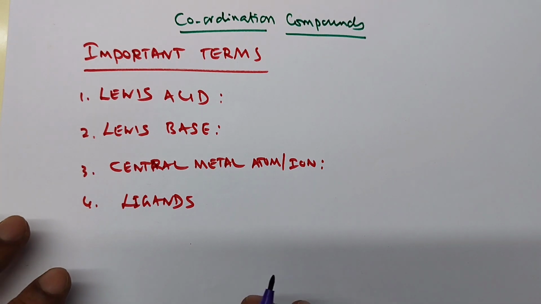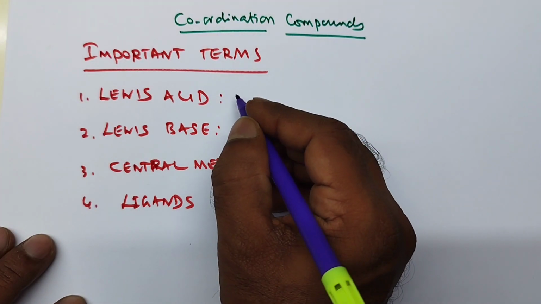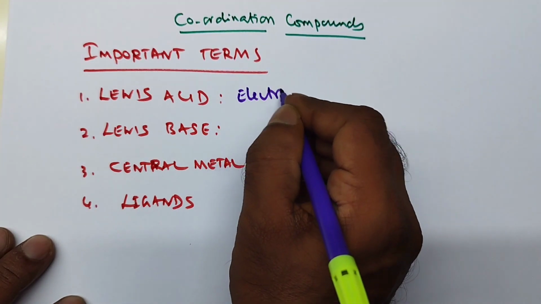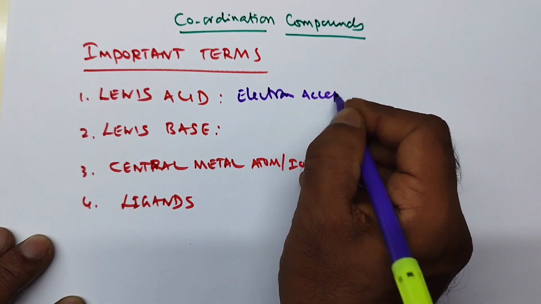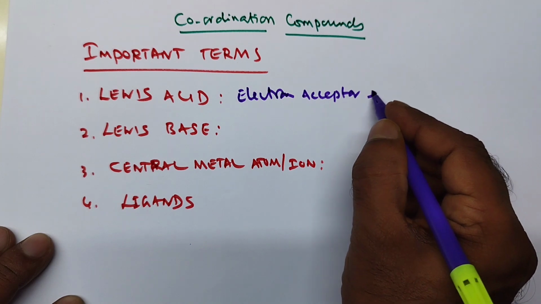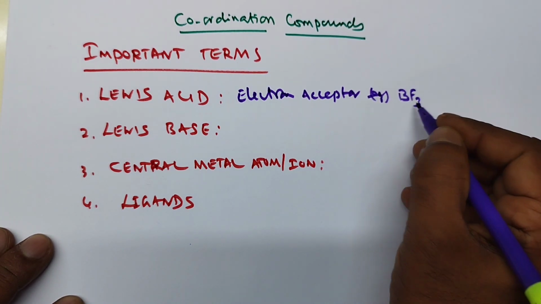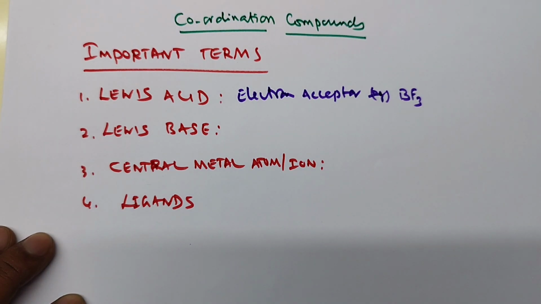Already we know, on the basis of the electronic concept, electron acceptors are called Lewis acids. For example, in the chemical bonding lesson you may have studied BF3. It has only a sextet of electrons. To attain the octet, it is ready to accept electrons. Therefore the electron acceptors are called Lewis acids.